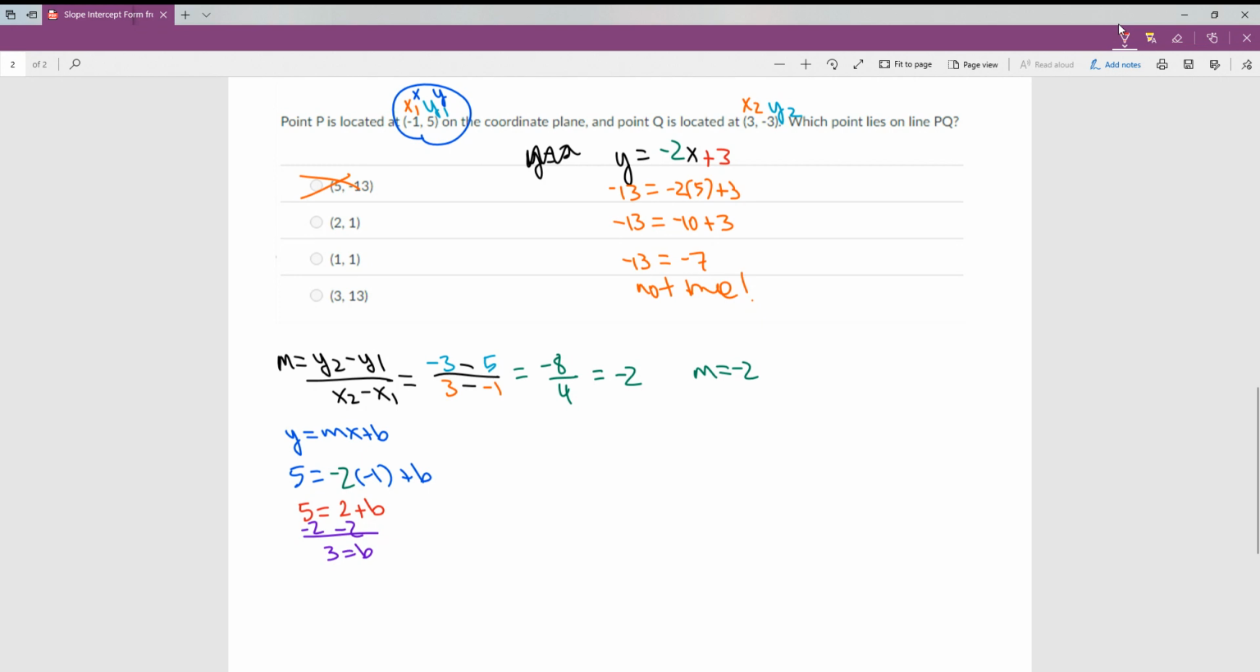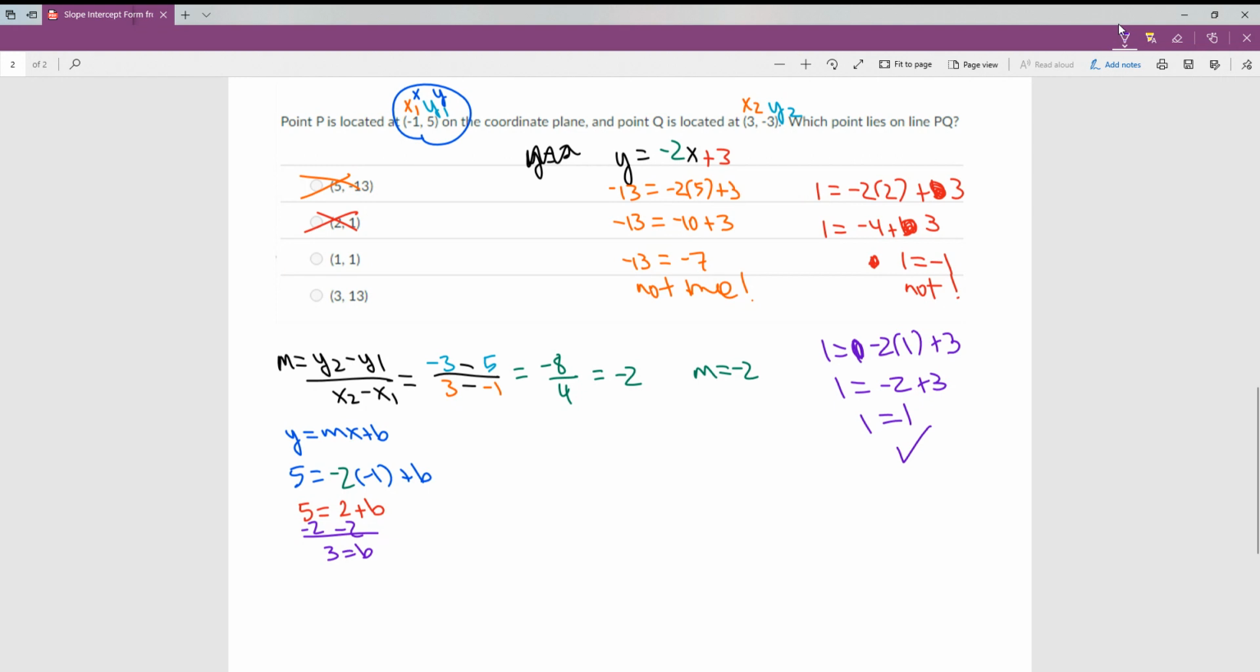So now let's try 2, 1. That means y is 1, x is 2. -2 times 2 is -4. I'm sorry, this should be a 3 here. -4 plus 3 is -1. 1 equals -1 is not true, so it's not this point. Now let's try 1, 1. -2 times 1 plus 3. -2 times 1 is -2 plus 3. -2 plus 3 equals 1. I get the same thing on both sides, which means 1, 1 actually fits on our line.